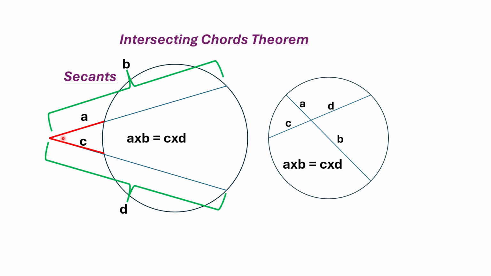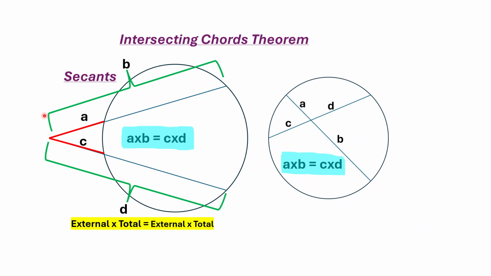Many students get confused on this part. So to remember this, just remember the external times the total. The external A times the total is equal to the external times the total. So external times total is equal to external times total. That's all. Let's start doing some examples.